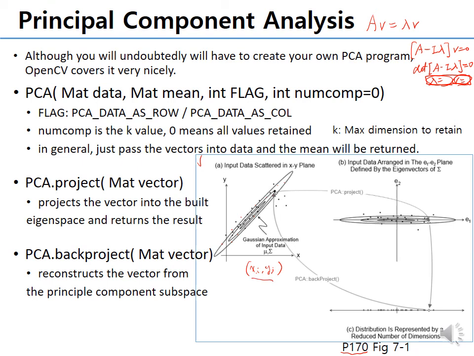So the eigenvectors are these axes, E1 and E2. The axis E1 shows the direction that has the widest distribution of the data, and eigenvector E2, axis E2, is the direction that has the narrowest distribution of the data.